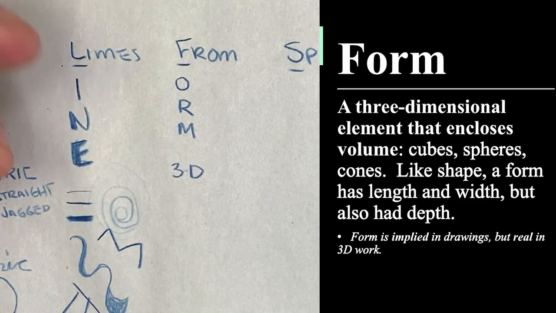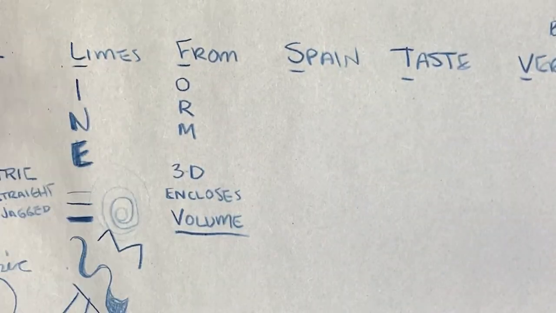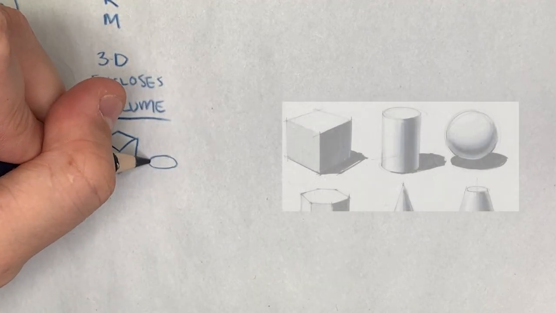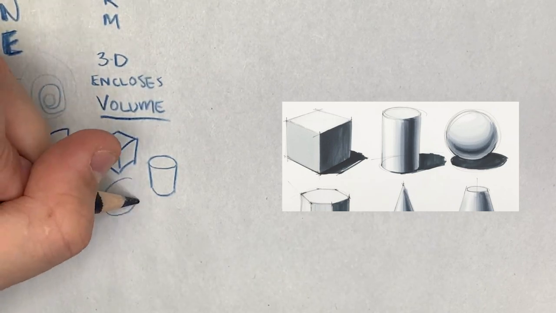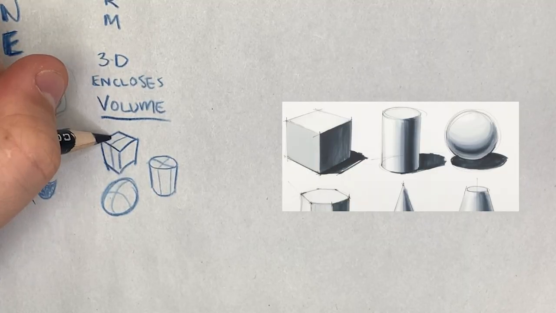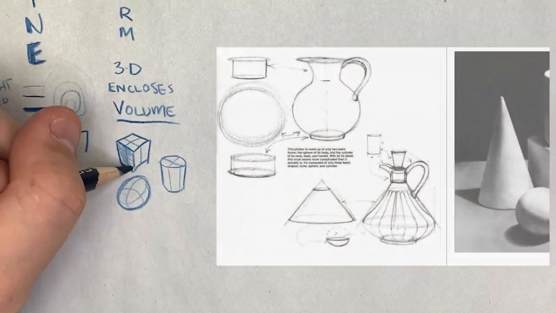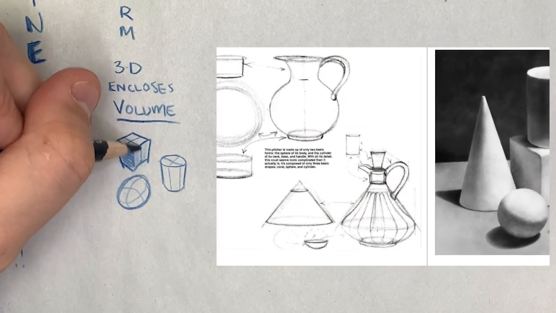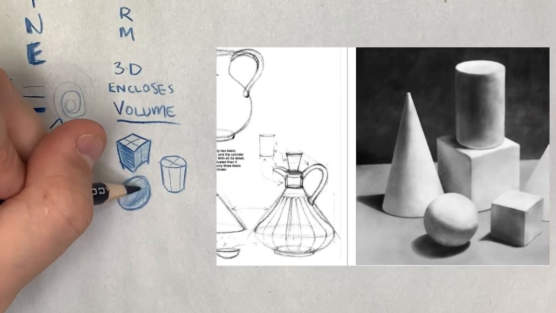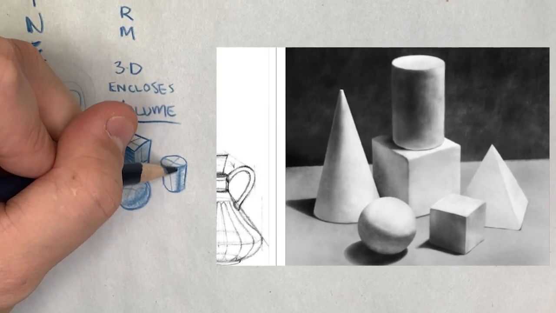Whereas shape is always 2D and flat, form is always 3D and encloses volume. Examples of form could be cubes, cylinders, or spheres. In fact, if you can master how to draw each of these forms in space, you can pretty much draw anything. Anything can pretty much be broken down into one of these three forms. We can add value to further enhance these forms. And when we do this, basically what we're doing is describing light and how it changes across the form.